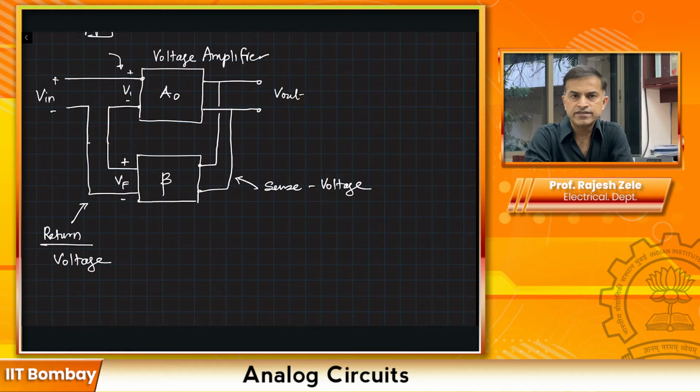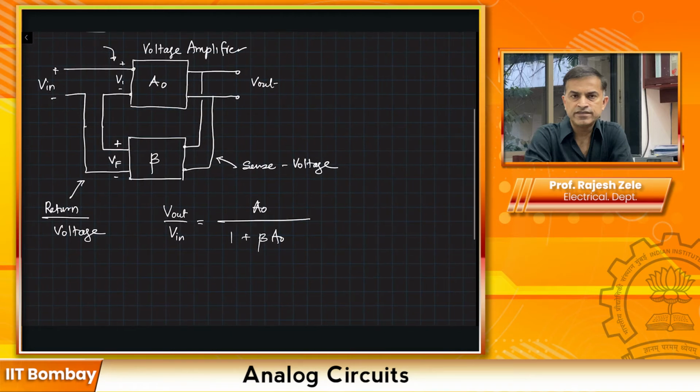Now let's look at the properties of this block. Obviously, you have already looked at this before. Vout divided by Vin is given by A0, the open loop gain of the block, divided by 1 plus beta A0. The key purpose of introducing these various configurations is that the input and output impedance calculations are very different depending upon what you do. So first we will do the input impedance calculation.